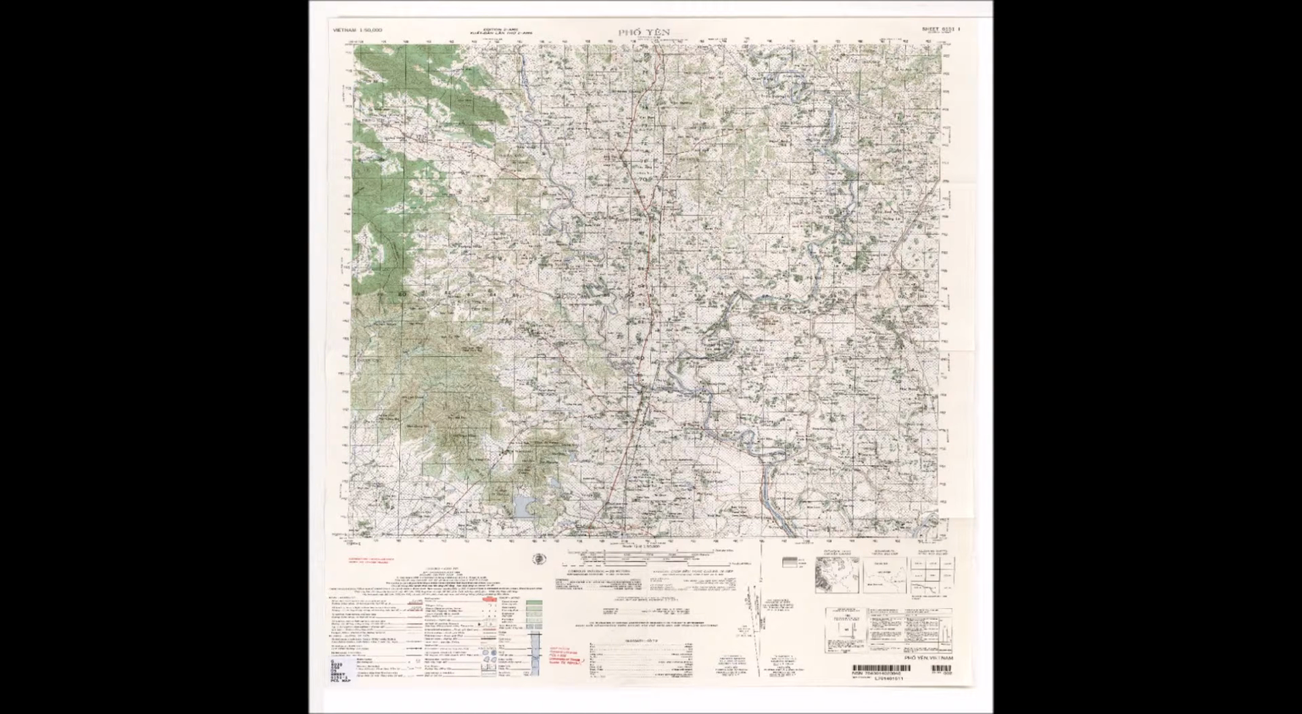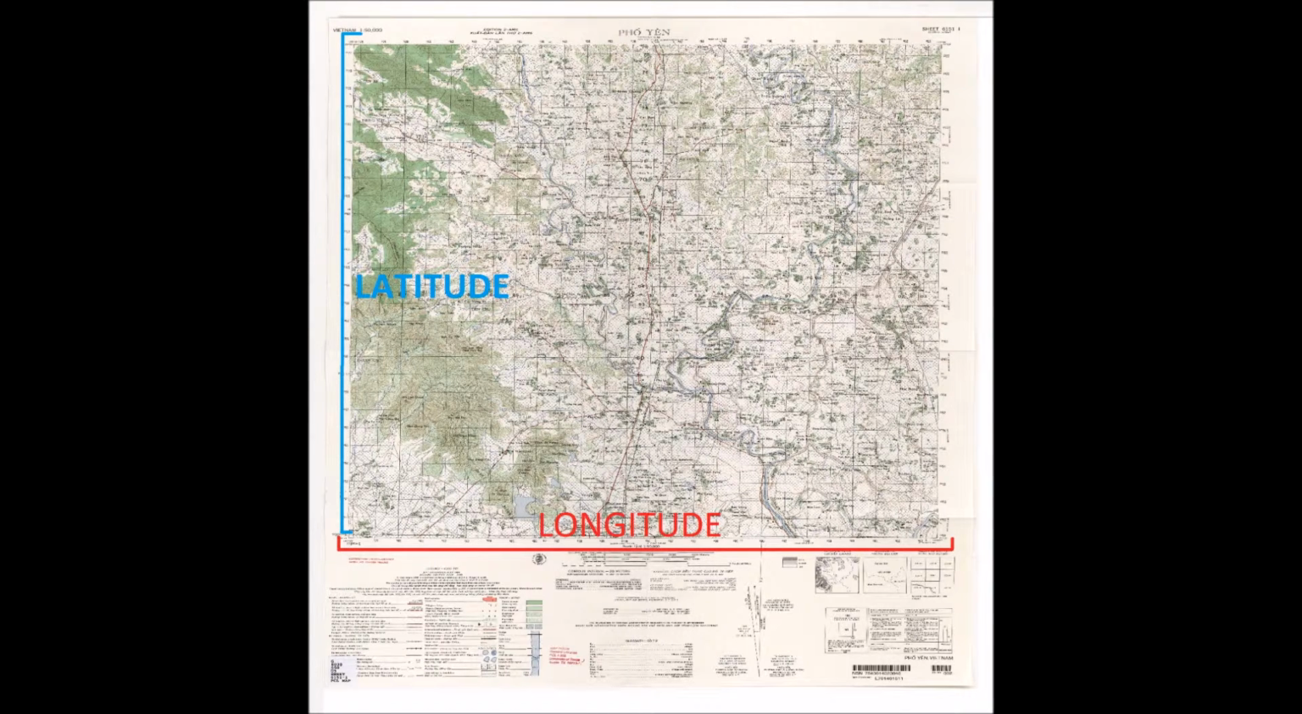All UTM maps have a similar layout, so if you can read one, you can read them all. Before we go any further, the lines along the bottom of the map are longitude, and the lines running up each side of the map are the latitude. These are imaginary lines that help us build coordinates.